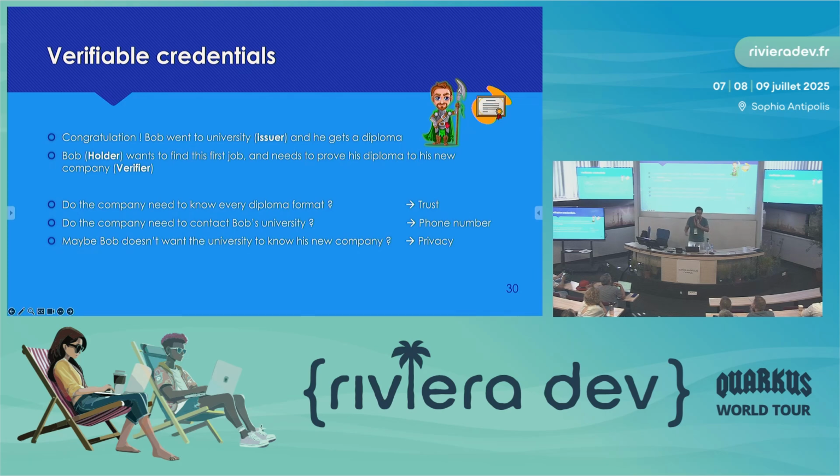With the company, is it because the diploma is printed on some paper and there is color on it, so it is not a fake one? Would the company contact Bob's university? How do they contact them? With a phone again? We thought that we solved this problem of contacting the other party to get a verification. And something else: maybe Bob does not want the university to know where he's going to be hired. Maybe there is some privacy concern.